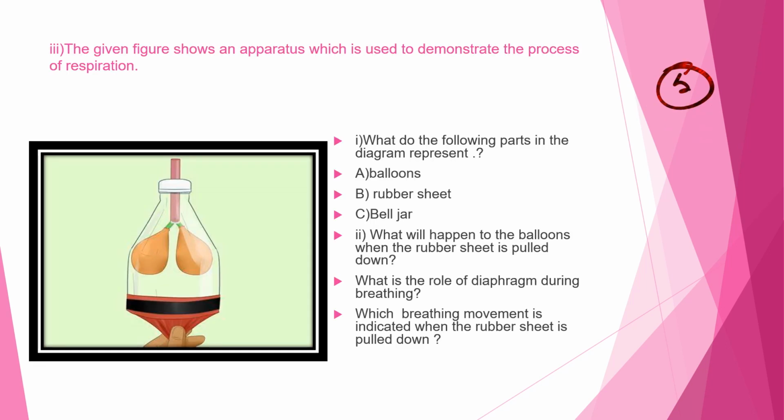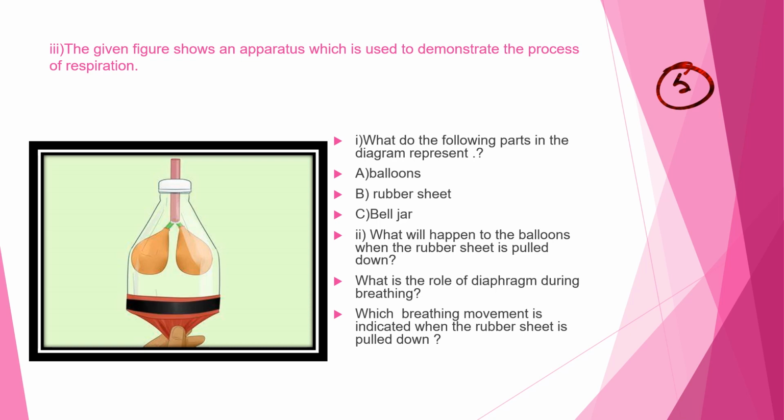Now here in this question, they have told you the given picture shows an apparatus which is used to demonstrate the process of respiration. So what do the parts of the diagram represent? What is the balloon representing? You know that that is the lungs, and the rubber sheet is the diaphragm, and the bell jar is the rib cage. So what will happen to the balloons when the rubber sheet is pulled down?